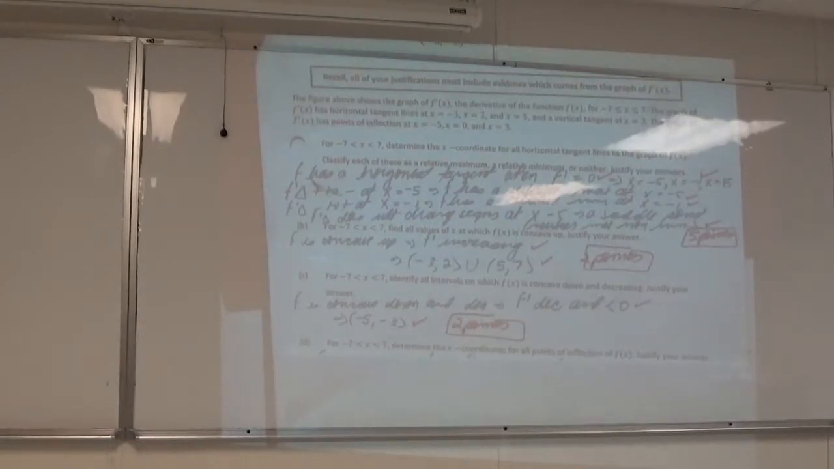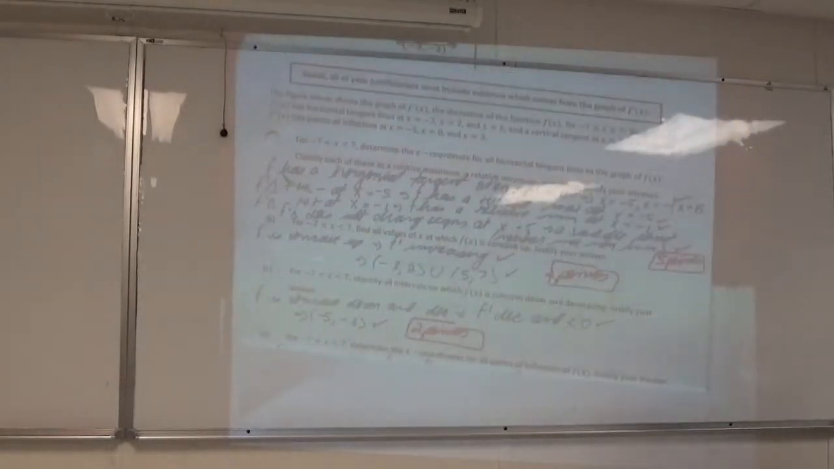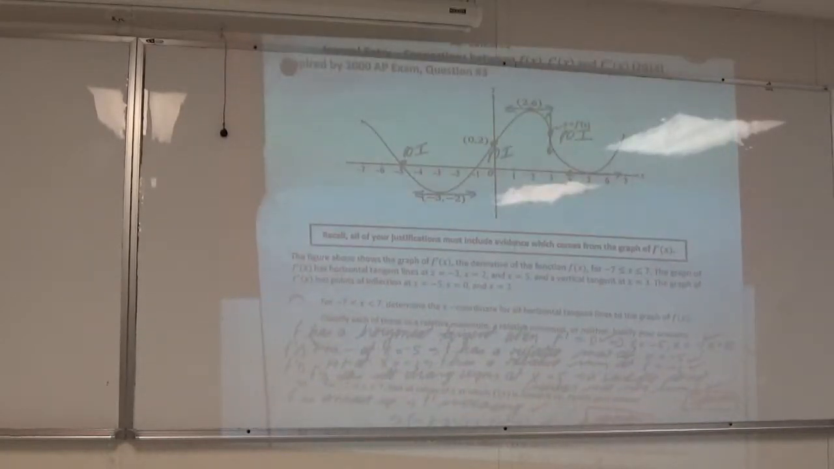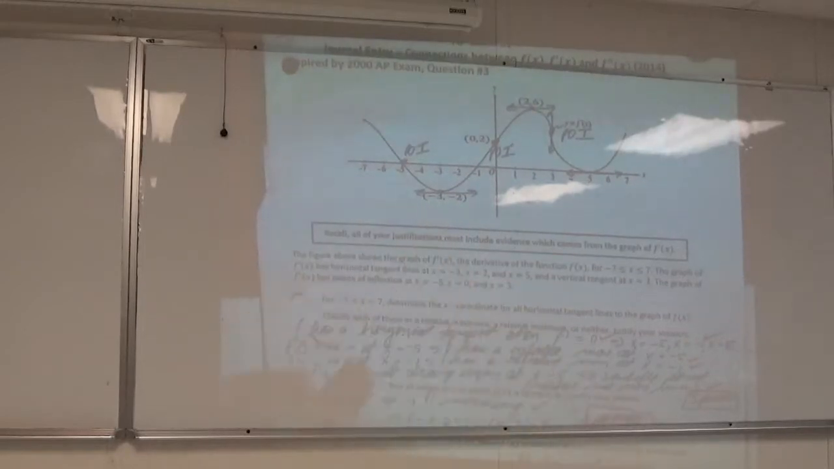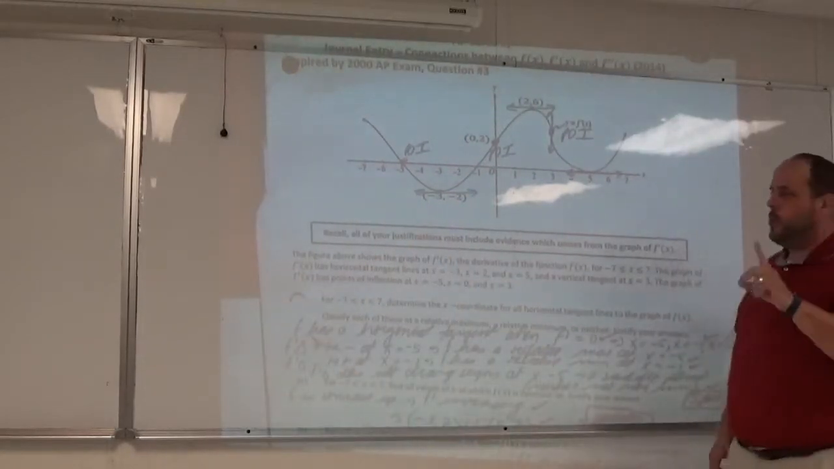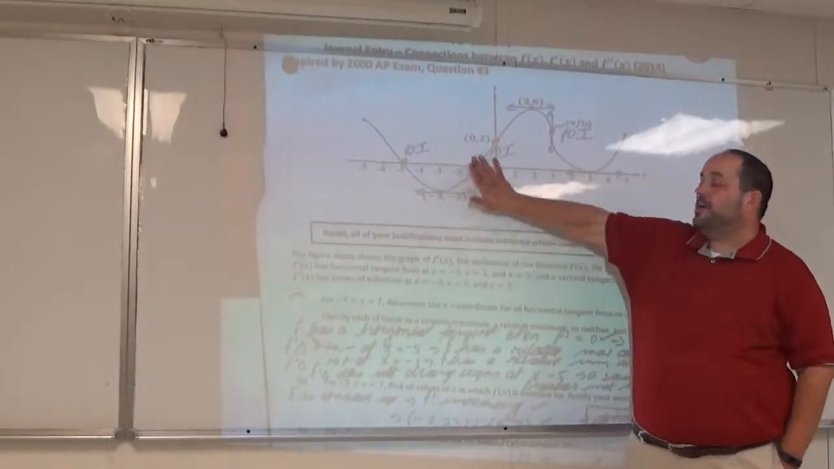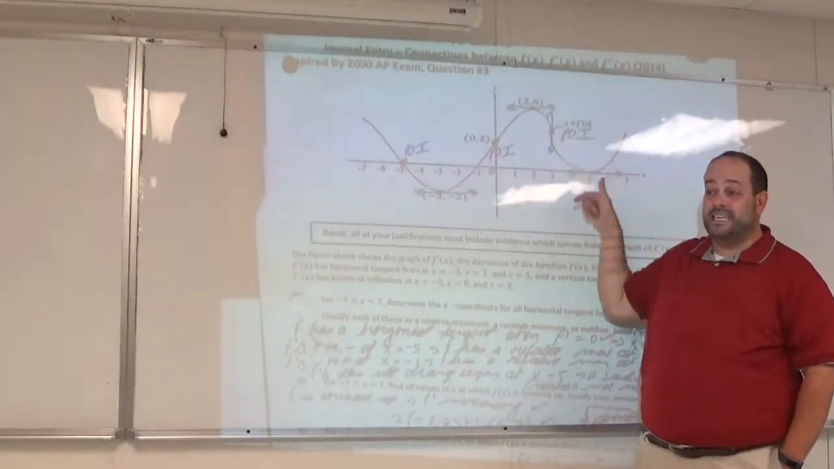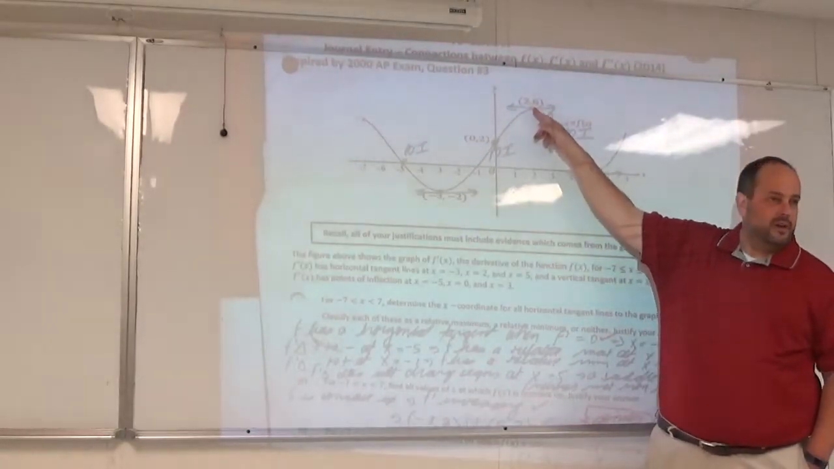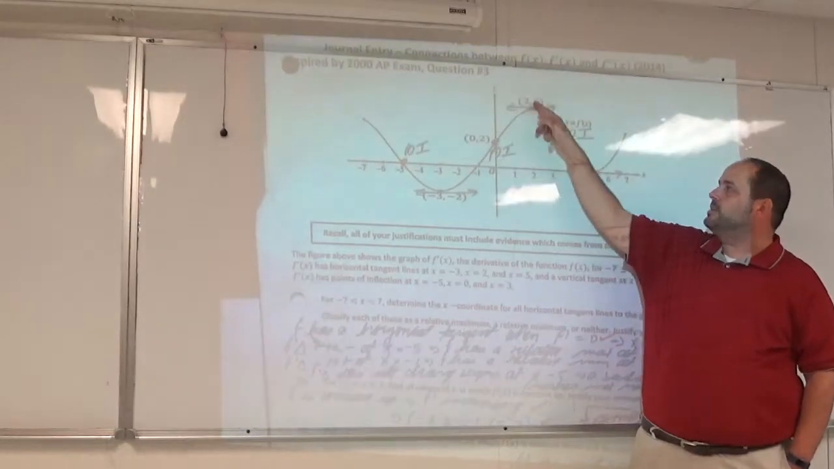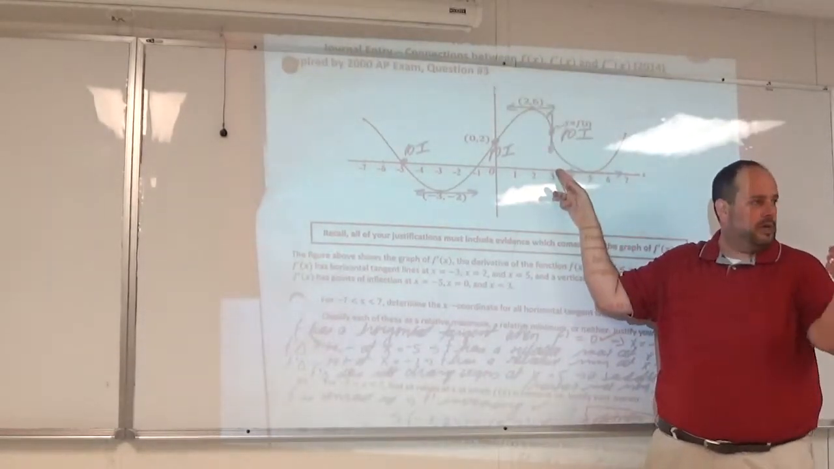F prime has to change from increasing to decreasing, or decreasing to increasing. So look at the graph. Where does f prime change from increasing to decreasing? There's a place where this graph changes from increasing to decreasing. That's over here at x equals 2. Right? F prime is the graph you're seeing. It was increasing, now it's decreasing. That's a point of inflection.